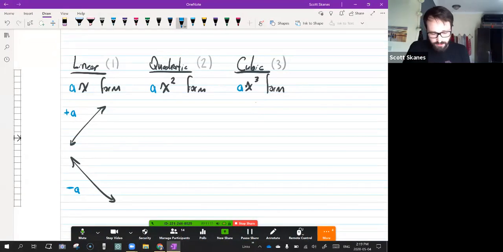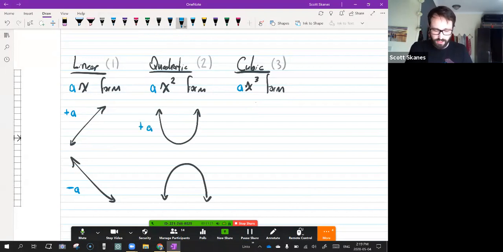For quadratics, they either look like this or they look like this. The top one is if we have a positive number in front of the x. The bottom one is if we have a negative number in front of the x. What I like to think about is if you have a positive number in front of the quadratic, that's a good thing. It makes a smiley face shape.